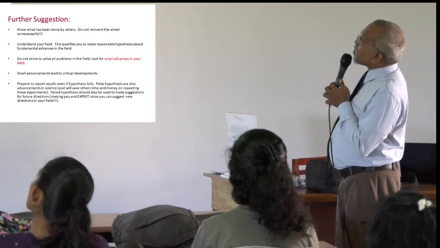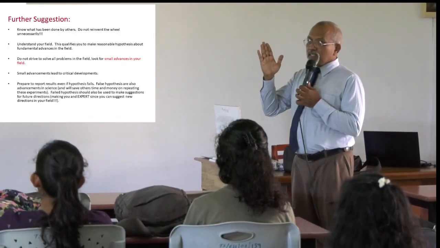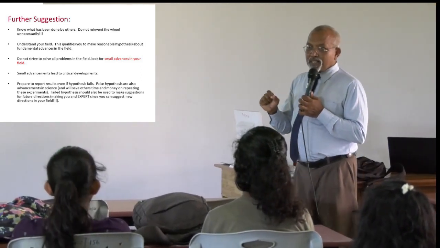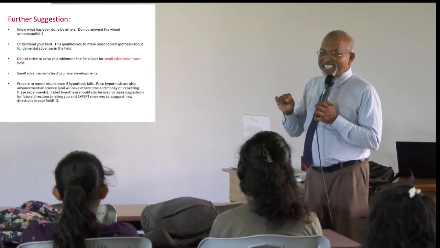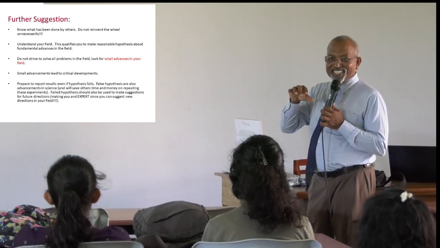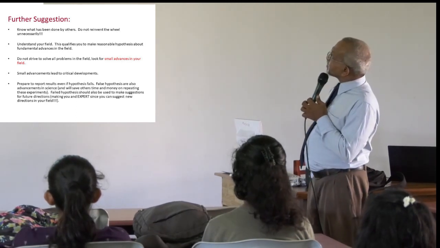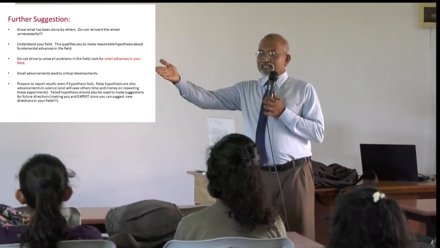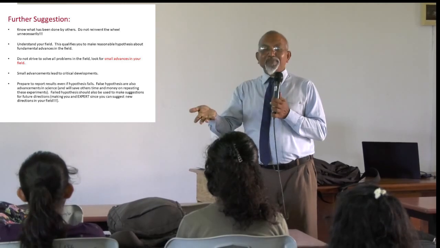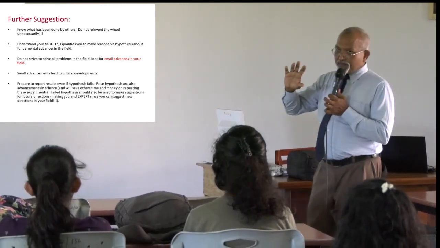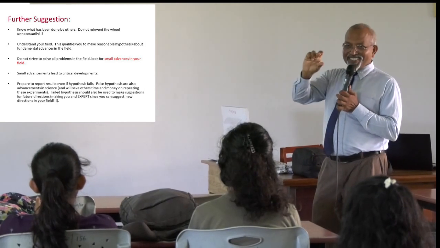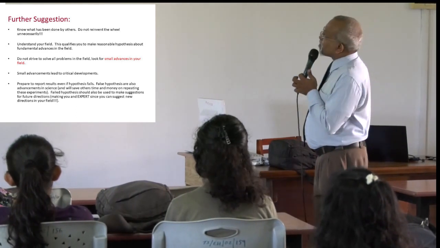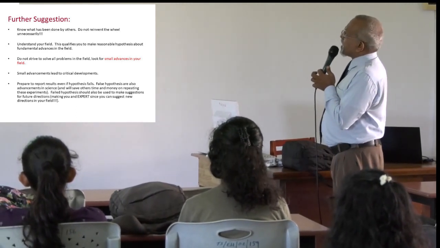So suggestions: know what has been done by others, right? That is important. You have to read relevant papers. At least 5 papers you have to refer to, okay? Relevant to that. Do not reinvent the wheel unnecessarily. If someone has done something, why do we do the same thing, no? But if you can add at least something, then it's okay, right? Not the same thing.